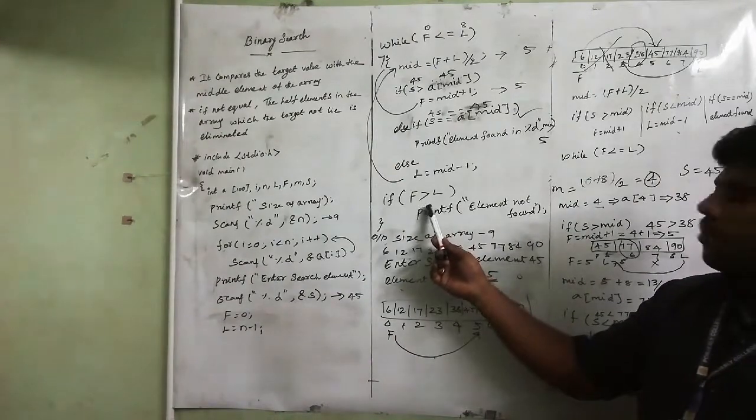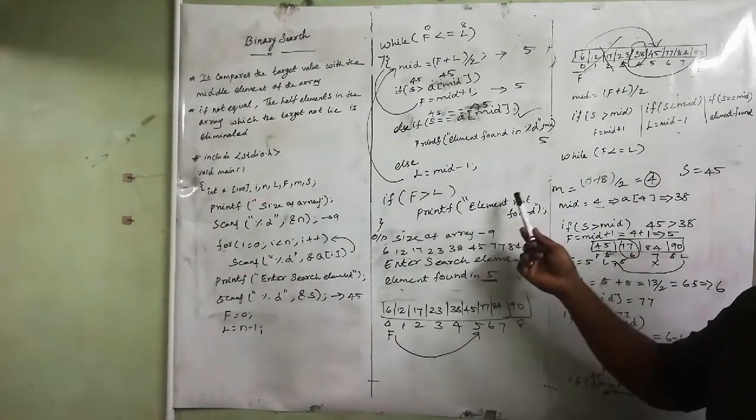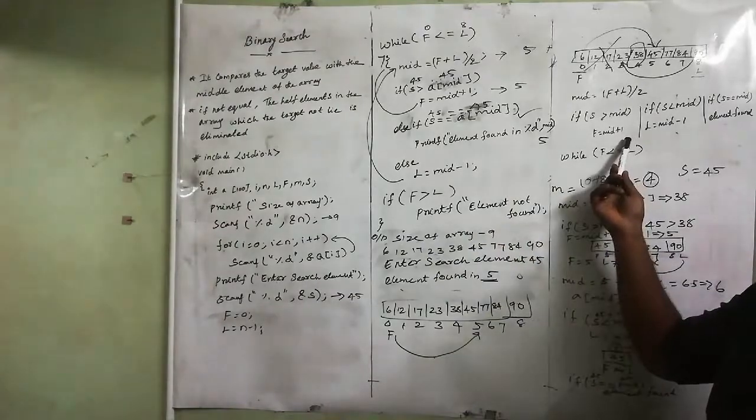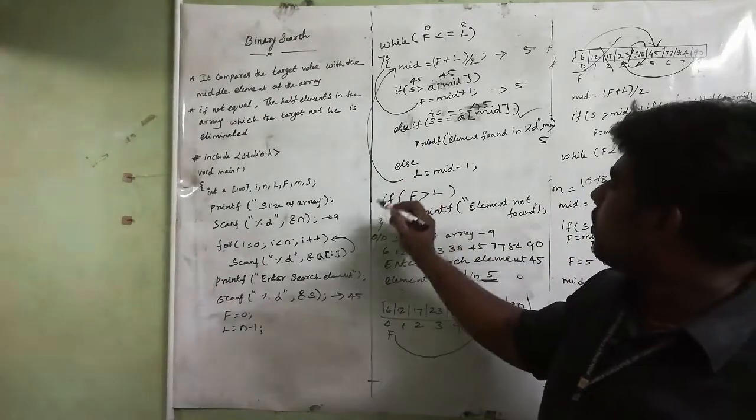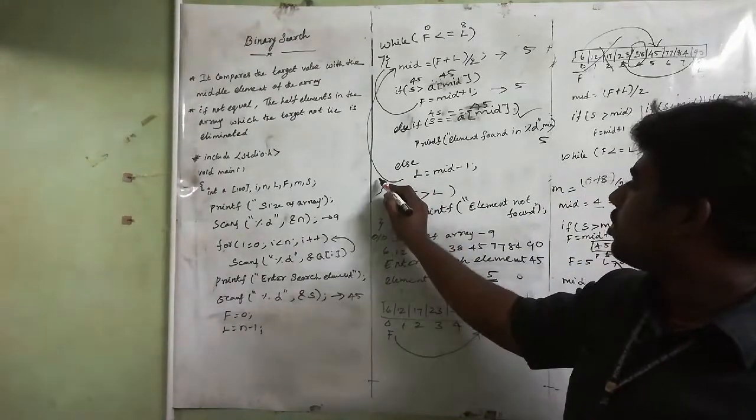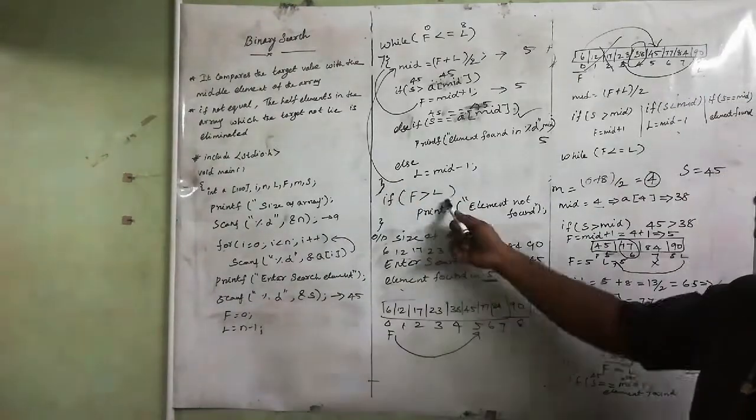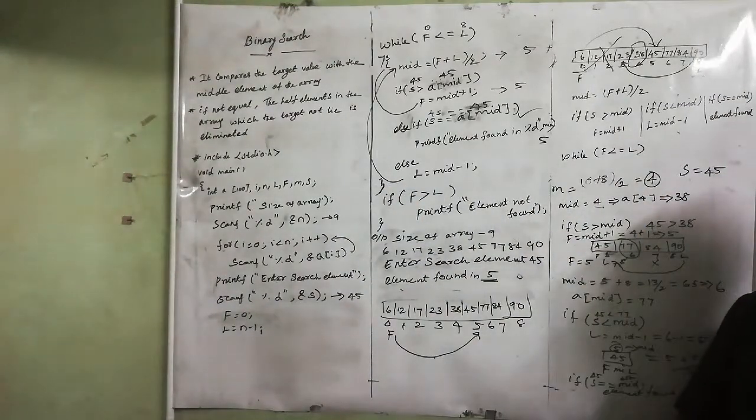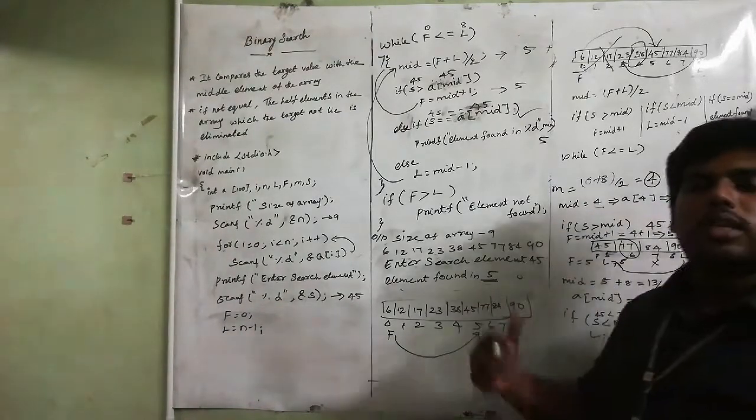When the element is not found, if the first value is greater than, okay, your while loop ended here, right? Okay, this is the while loop ended. If the first is greater than the last element, then print element not found. I hope you understand this concept, student.